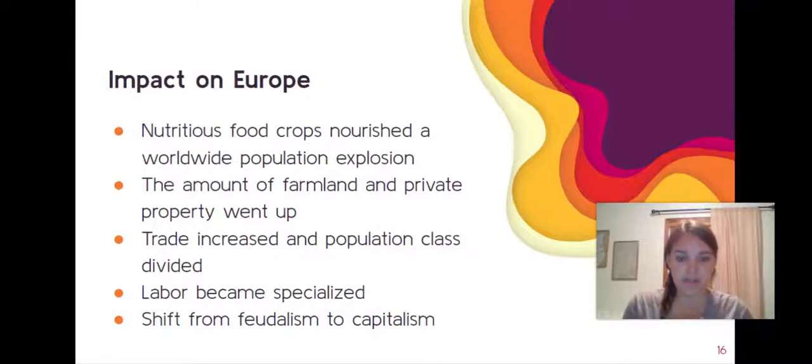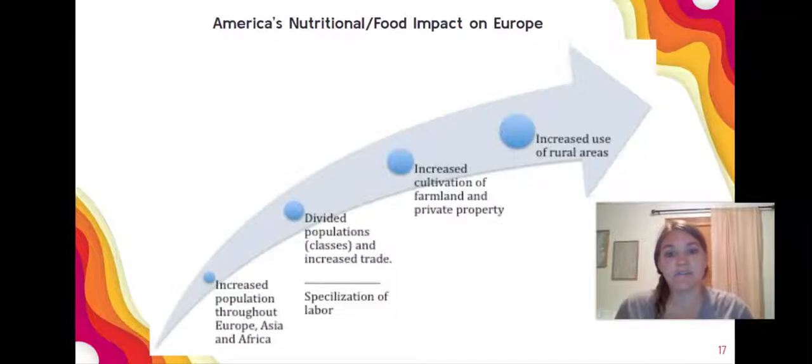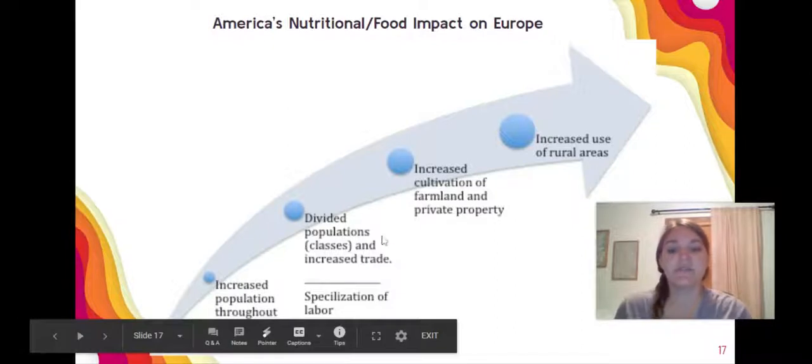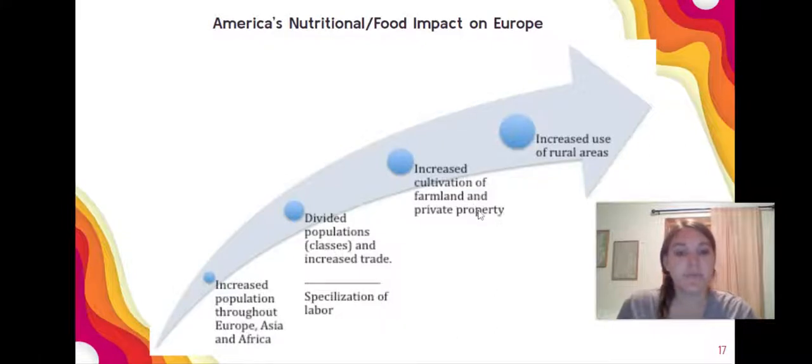So if you remember in your world history class, that feudal system did not benefit 90% of the population, as they would have been the very poor. And so this nutritious food really allowed for class changes to occur in Europe. And here's again just a little picture for you to see how increased population led to increased trade, a division of the population classes. We see more private property, and then we see more rural areas being used. So overall positive impact on Europe and subsequently Africa and Asia.